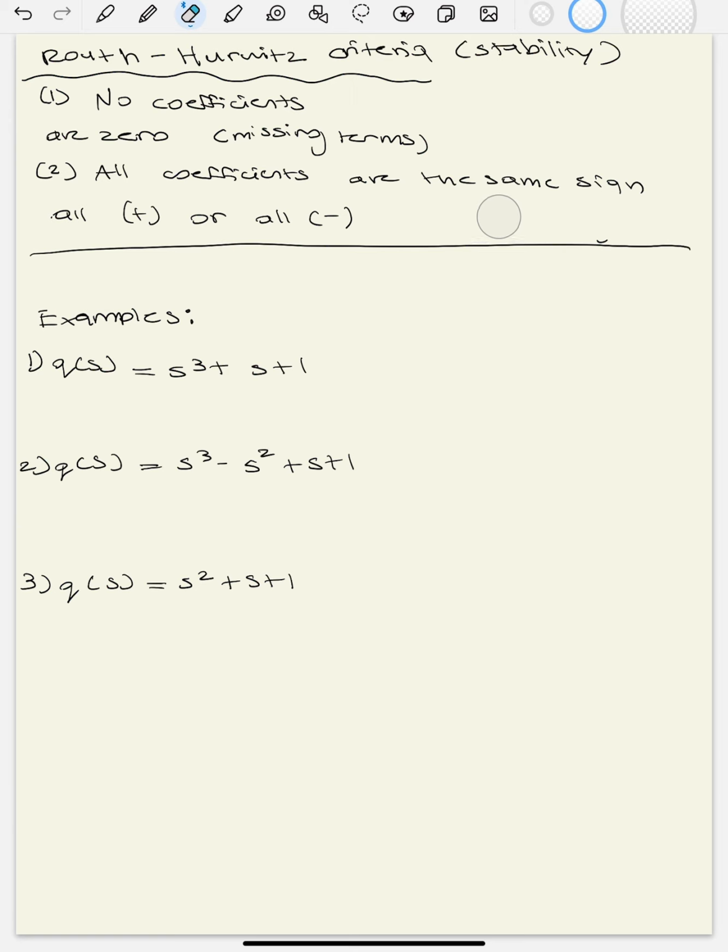Okay, so now we're going to go over a few of these examples to determine whether a system is stable or unstable.